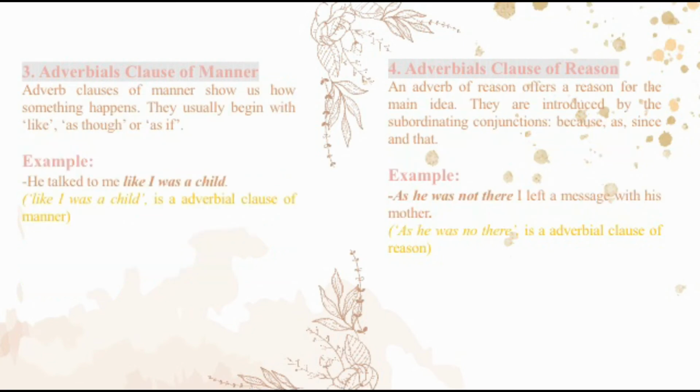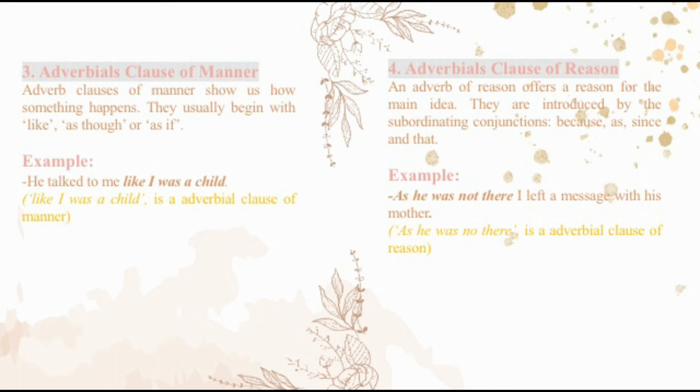Number 3 is adverbial clause of manner. Adverbial clauses of manner show us how something happens. They usually begin with like, as though, or as if. For example, he talked to me like I was a child. "Like I was a child" is an adverbial clause of manner.